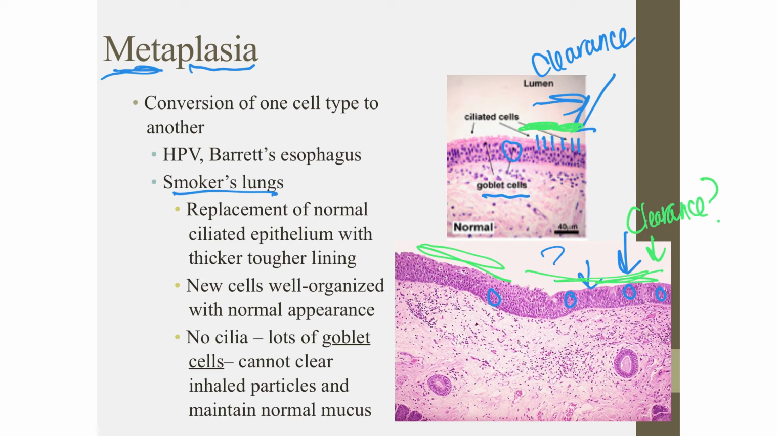All right, well then, who's going to move the mucus? Where is it going to go? How's it going to get down to the esophagus so it can be swallowed and digested? Well, the answer is you're going to have to do your own clearance. You're going to have to cough.